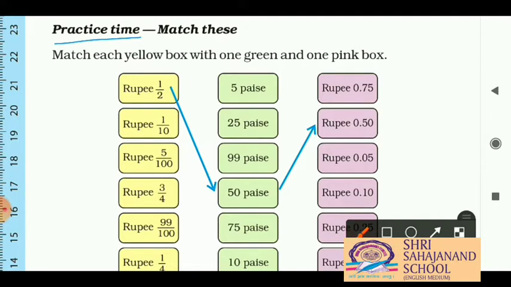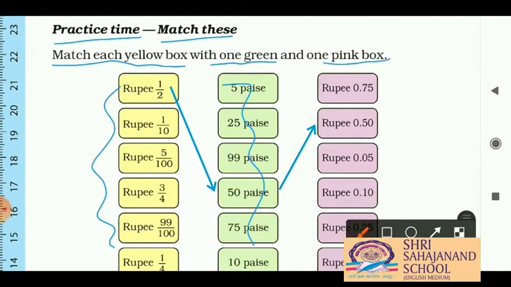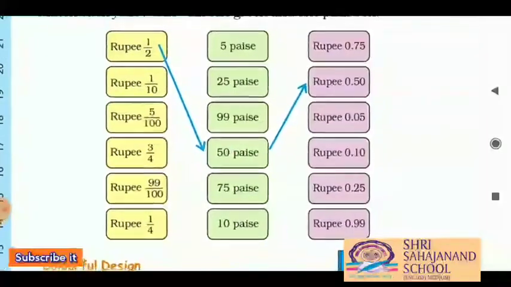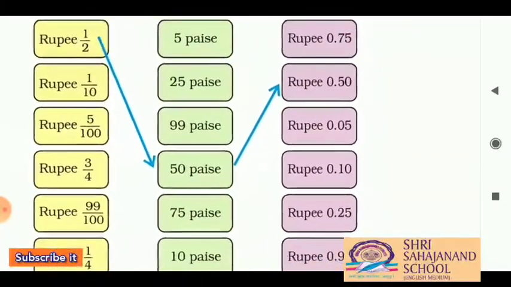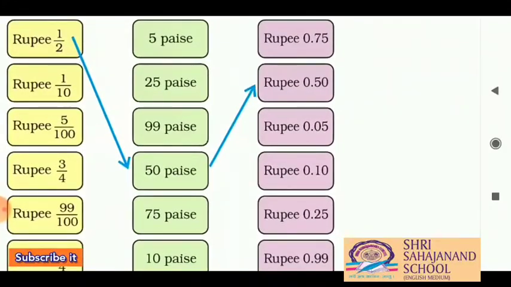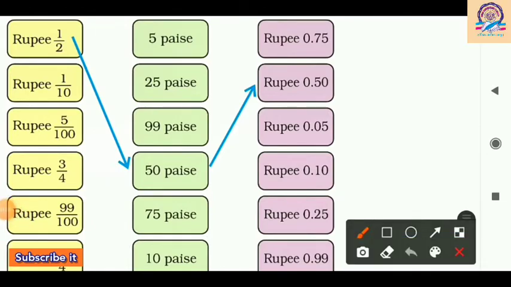Here is a question, and it is a match-the-column question. Let's read the question. Match each yellow box with one green box and one pink box. So this is our question, we have to match these. Let me arrange this first. Here we have to come to the middle column, which means the green column first.